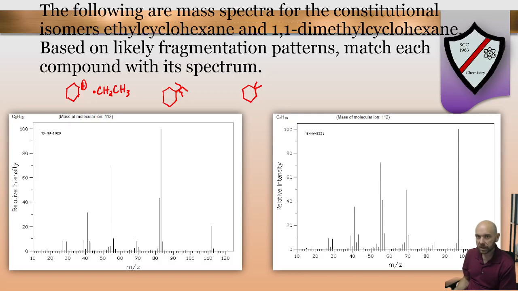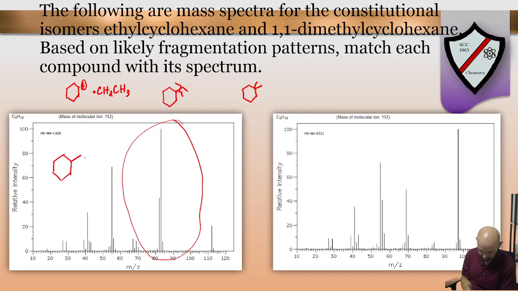The molecular ion has a mass of 112. We can see that in both cases. It makes sense if we add up all of the mass of the parent ion or the parent molecule, we would see that it would be 112. And so we expect a base peak, or we expect a really prominent peak at M minus 29 for ethyl cyclohexane. 112 minus 29 is 83, and this spectra has a big base peak at 83. So I'm assuming that this is the spectra for ethyl cyclohexane.